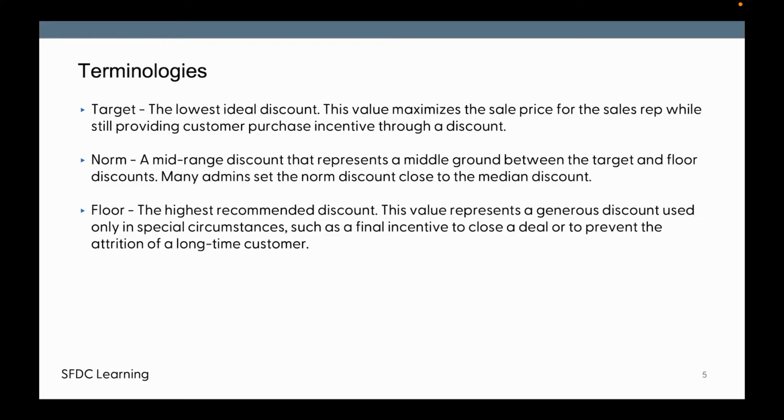Then some terminologies, right? There are a few things available on a pricing guidance tier. One field is Target, which is the lowest ideal discount that can be applied to any particular product. The second is Normal, which would be a mid-range of the discount that can be applied, and then there is something called Floor, which will be the highest level of discount that can be applied to a particular product within some quantity bin. Okay, so these are the three things that we have to take care of when we create the pricing guidance record, or tier record, and that we will see in a couple of minutes.